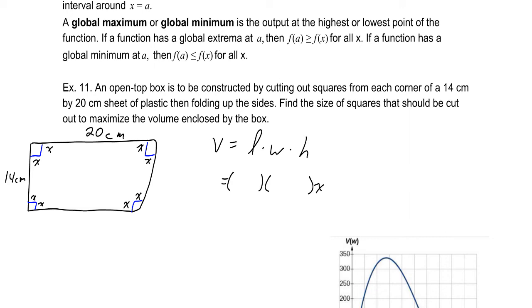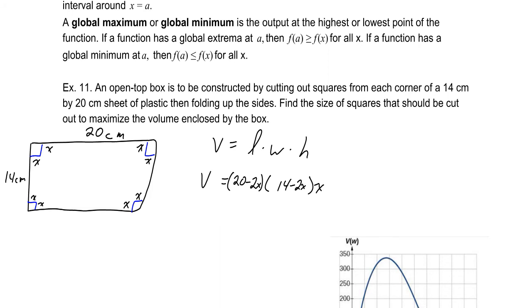Now the length of the box is going to be 20 minus 2x. It originally was 20 centimeters, and we took out a length of x here and a length of x here. So 20 minus 2x. Same thing with our width. It originally was 14. We're taking out x and x. So 14 minus 2x. That is the function for volume.